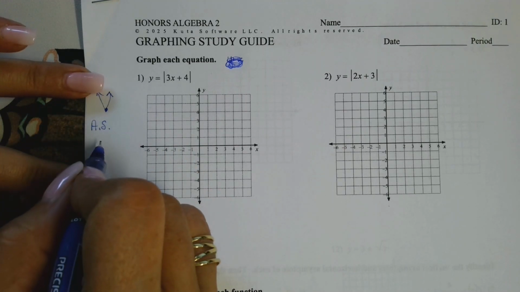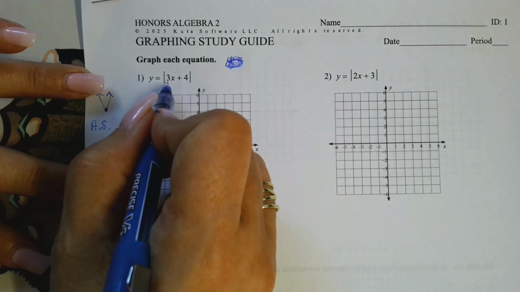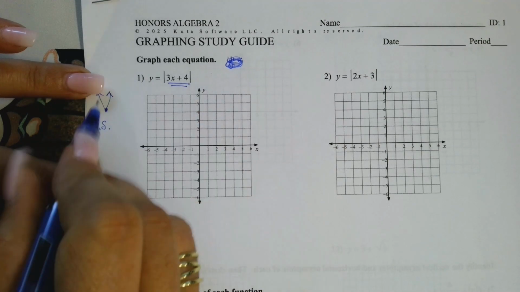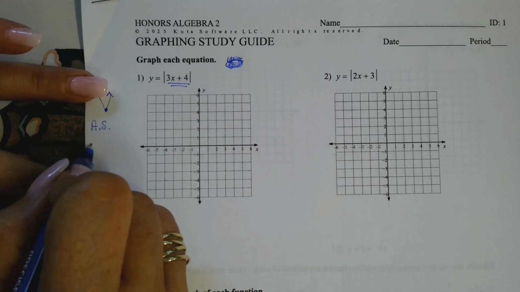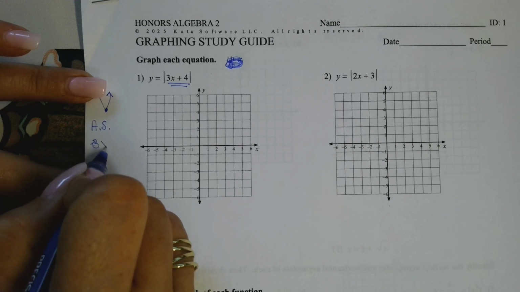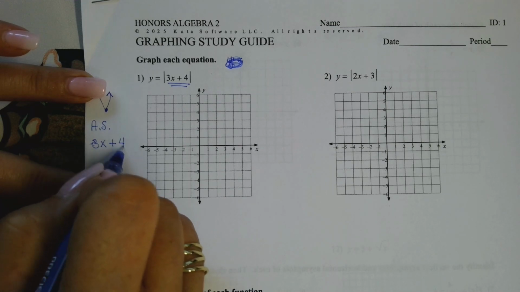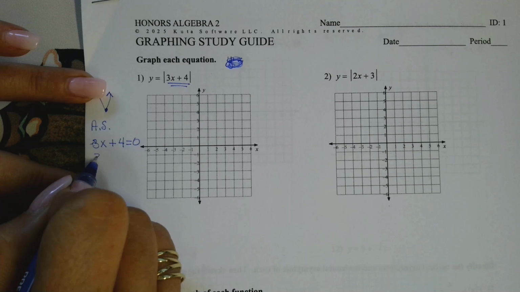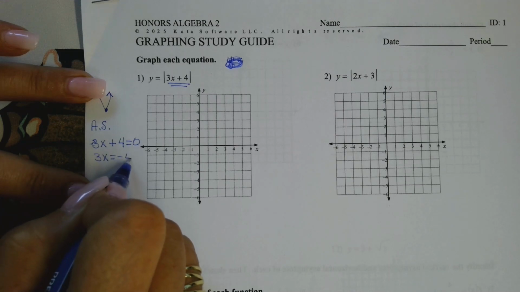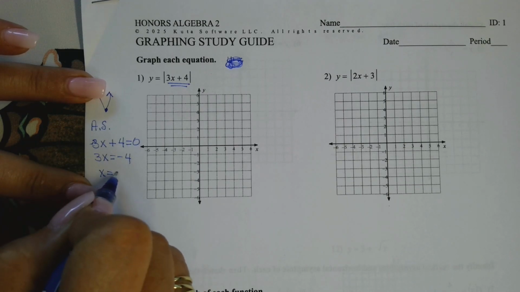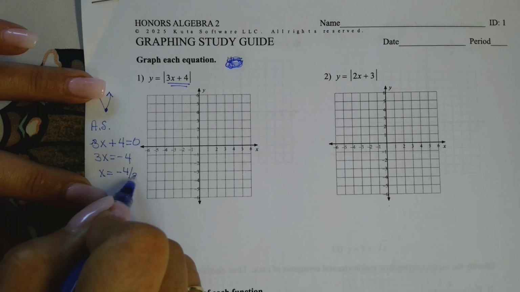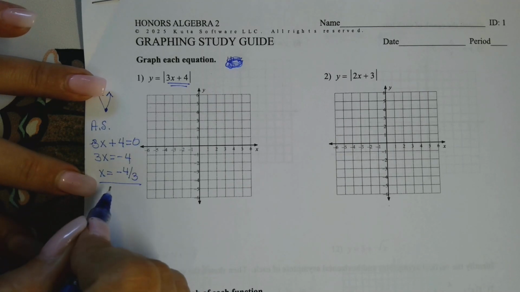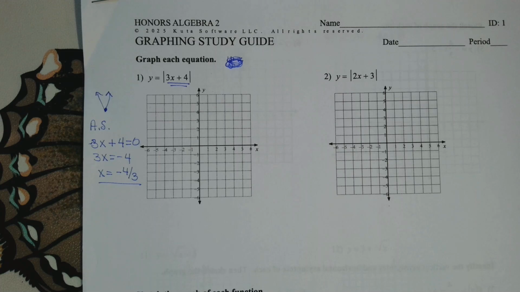And in order to find the axis of symmetry, you're going to let this inside the function be 0 and solve for x. So 3x plus 4 equals 0. 3x equals negative 4. X equals negative 4/3. That is the line that is your axis of symmetry. And that is also where your vertex is going to be.